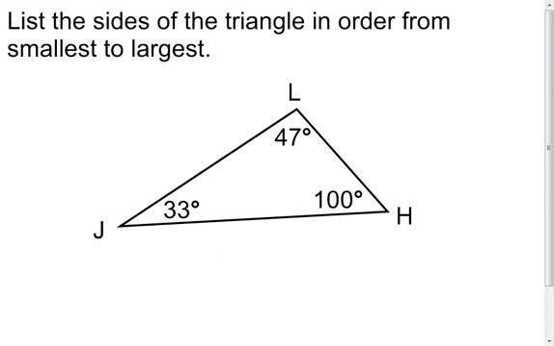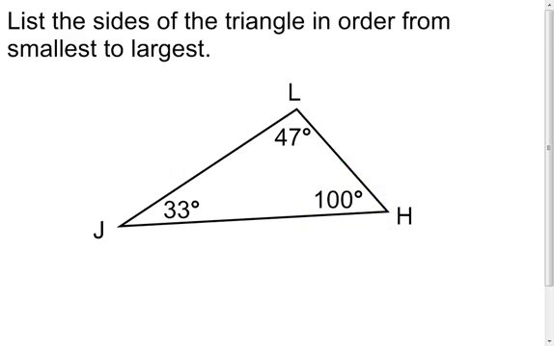Now on this one, I want to list all the sides of the triangle in order from the smallest side all the way up to the biggest side. Now, one thing that we need to realize here that I didn't write, but this triangle may or may not be drawn to scale, and I would say obviously not drawn to scale. That angle appears to be acute, but I've stated that it's 100 degrees. So this is not drawn to scale.